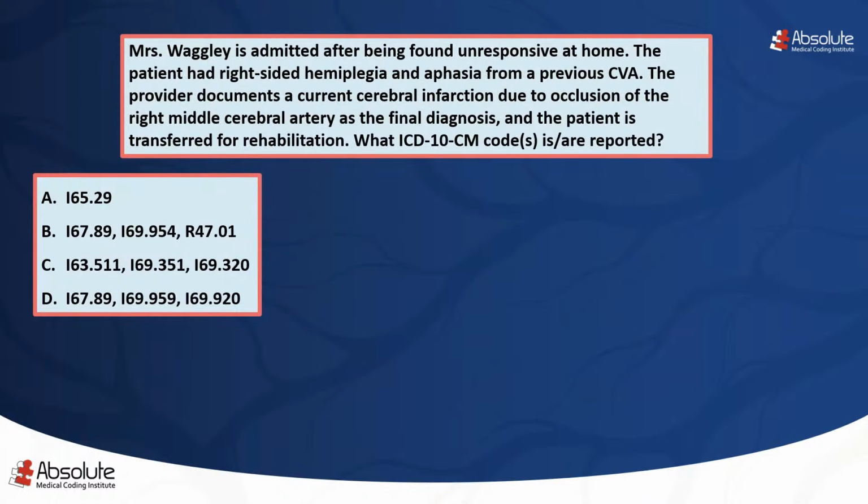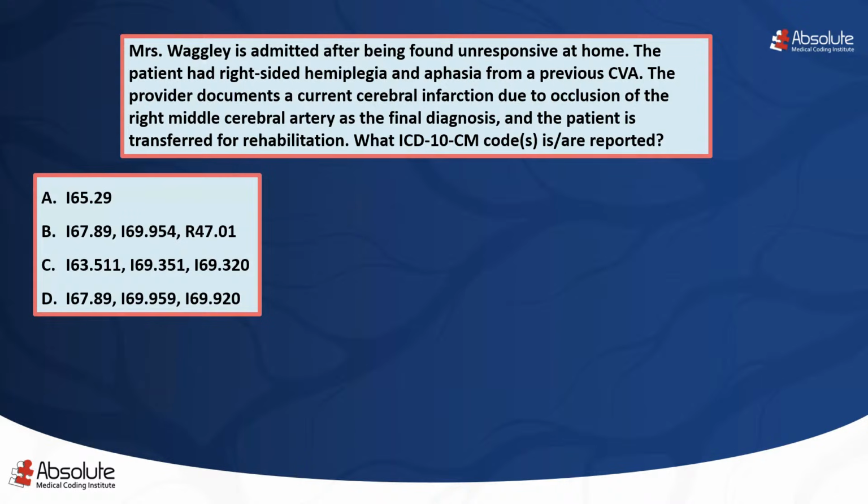All right, so our next scenario, Mrs. Wagley is admitted after being found unresponsive at home. The patient had right-sided hemiplegia and aphasia from a previous CVA. The provider documents a current cerebral infarction due to occlusion of the right middle cerebral artery as the final diagnosis, and the patient is transferred for rehabilitation. What ICD-10-CM codes are reported?